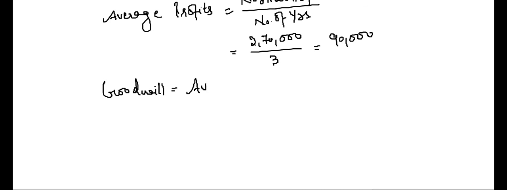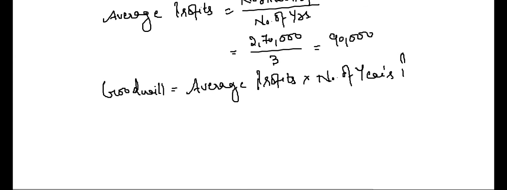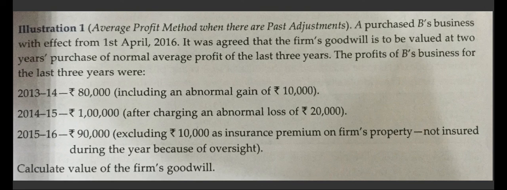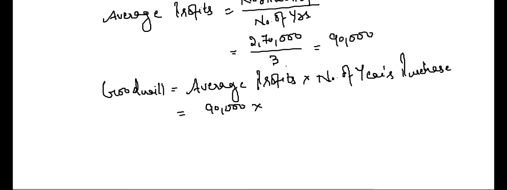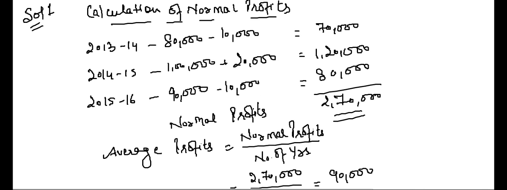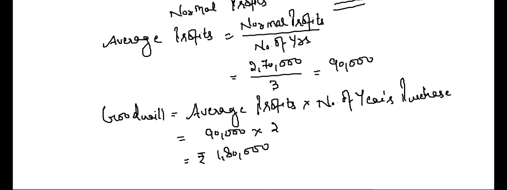Goodwill is equal to average profits into number of years purchase. What are the average profits? We have calculated as 90,000, and the number of years purchase is given in the question as the firm's goodwill is to be valued at 2 years purchase of normal average profits. That means number of years is 2. So the goodwill is rupees 1,80,000. That's how we calculate goodwill under the simple average profit method. First we calculate the normal profits, then the average profits, and then the goodwill. Clear? Let's move to the next problem.